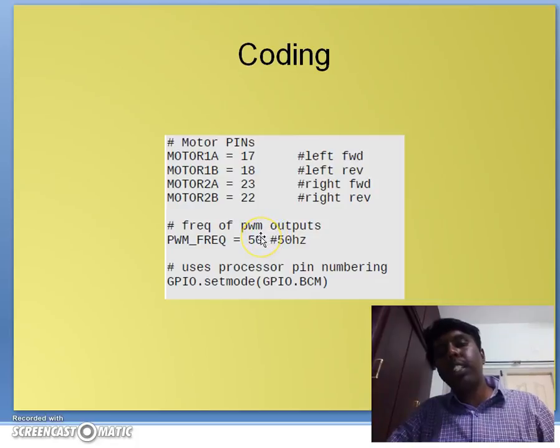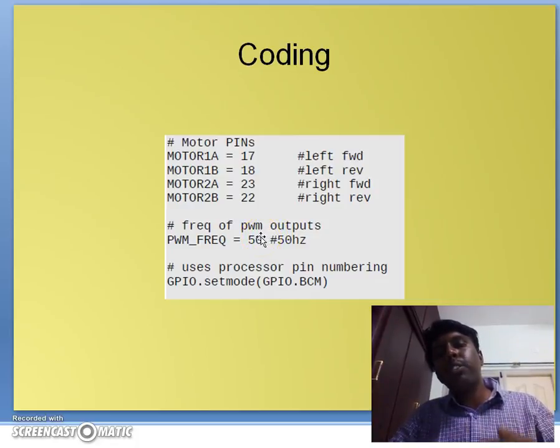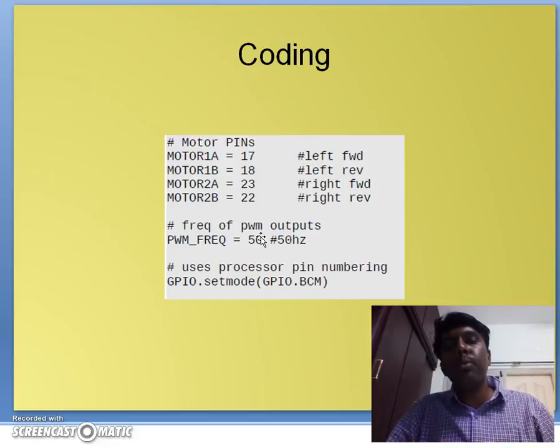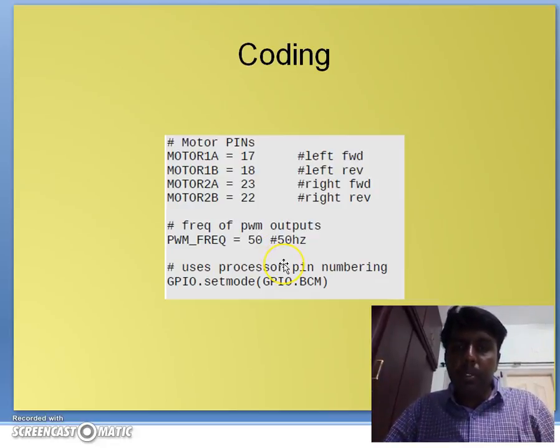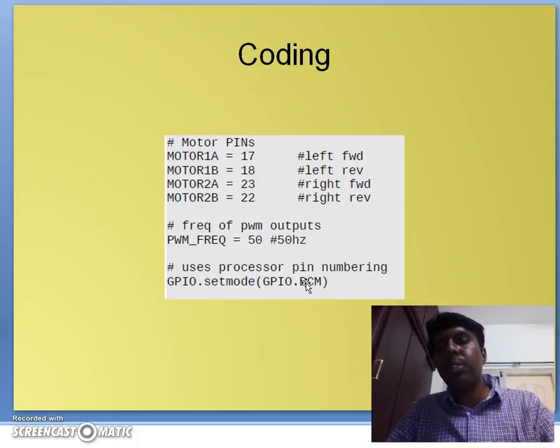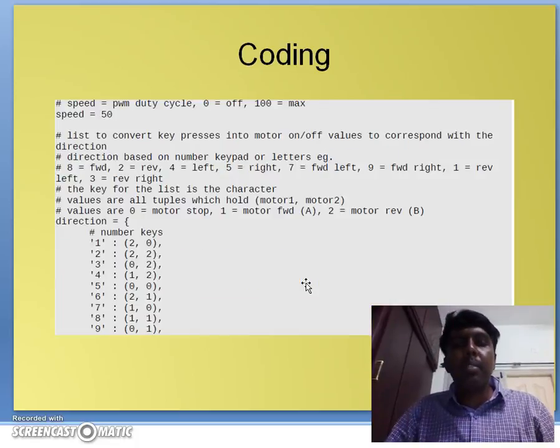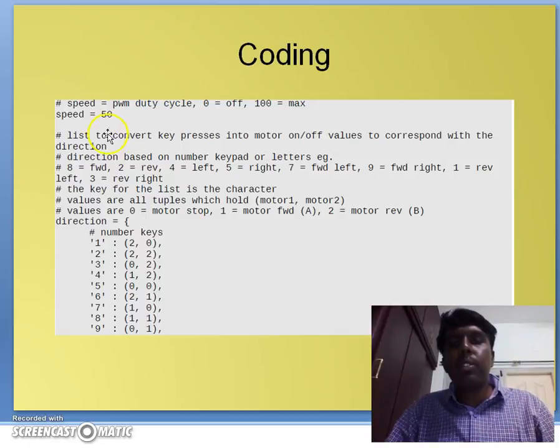And then you are setting the frequency of outputs. You are setting 50 Hertz as the frequency for the output for the power module. It uses processor pin numbering, so you are setting GPIO.setmode of GPIO.BCM. This is the processor which you are using, so it is setting the mode for this particular processor. And then you are setting the speed, which as you already know is 50 Hertz, or 50 cycles. And then the direction number keys.